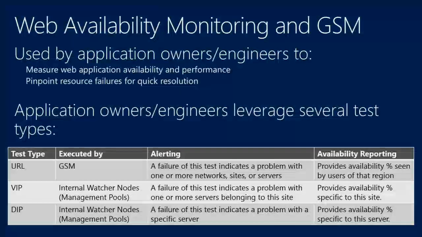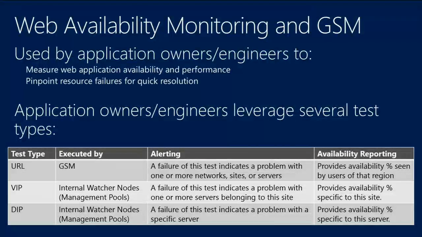Internally, our application owners and engineers typically have three types of tests. They've got a URL test in which they're measuring the overall availability of that externally facing URL, and they're leveraging Global Service Monitor for this type of test. And it's providing the availability percentage as seen by various regions that they've selected from Global Service Monitor. Next are VIP and DIP tests, virtual IP and dedicated IP tests.